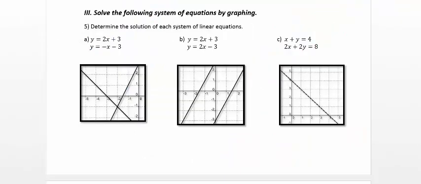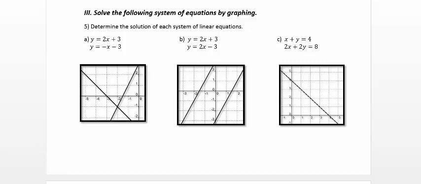Part 3. Solve the following system of equations by graphing. Before we actually graph them ourselves, we're going to determine the solution of each system of linear equations if we're given the graph. And then later on, we're going to go ahead and graph the equations ourselves. So in part A, we're given y equals 2x plus 3 and y equals negative x minus 3, and both are already graphed for us on the same coordinate graph. To find the solution, we want to find the point where the two lines cross.